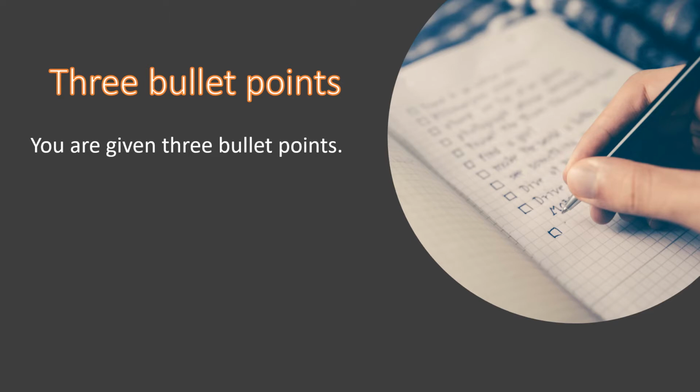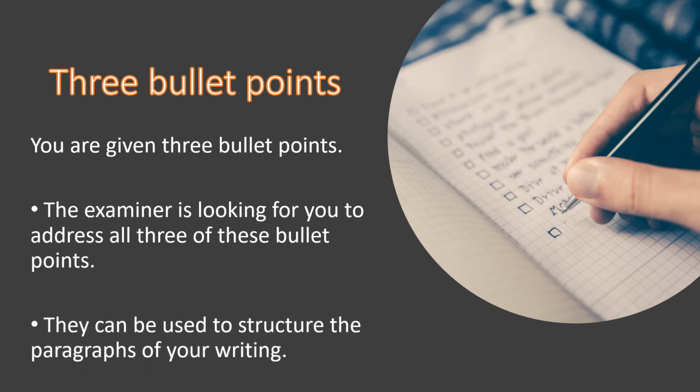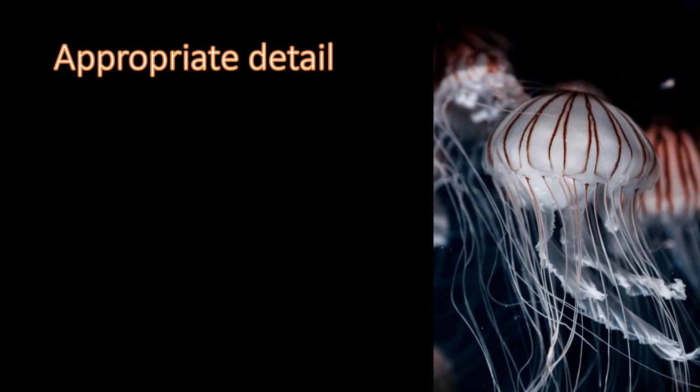So you're given 3 bullet points with a writing question. The examiner is looking for you to address all 3 of these bullet points, and if you miss one out, then you will lose a mark, unfortunately. And these can be used to help you structure the paragraphs of your writing. So a lot of people say they don't know what to write about. Use these as a guide is one great tip to use.